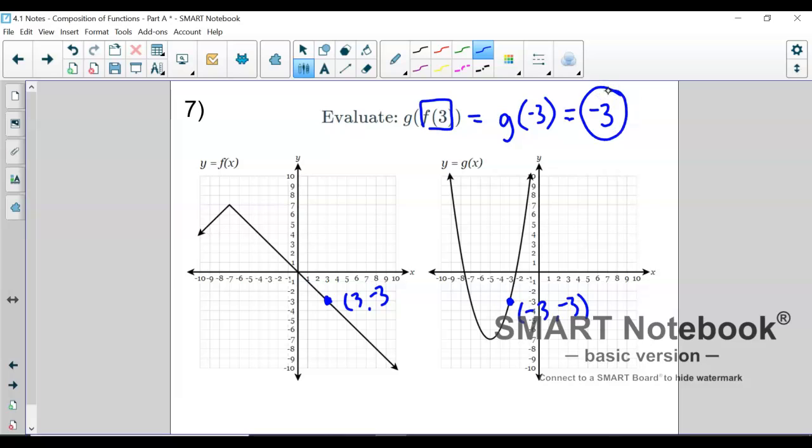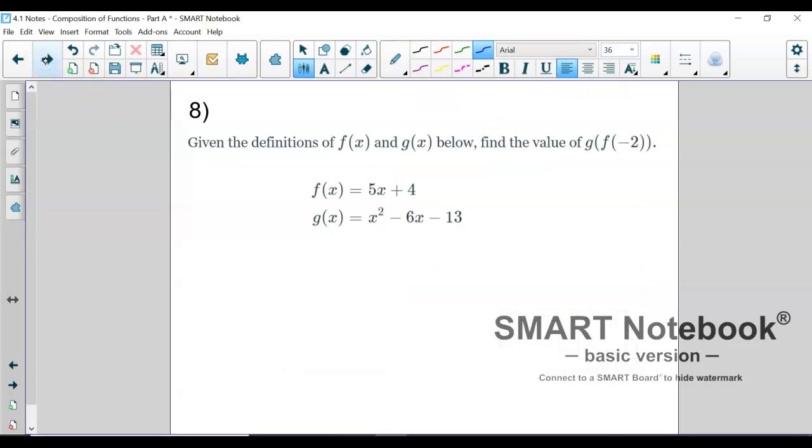Okay, so this is what we do whenever we have graphs. Sometimes we don't have graphs. Sometimes we have just equations. Okay, so here we're given two functions, f and g, and we're asked to find g of f of negative 2. So we have to find the inside part first.